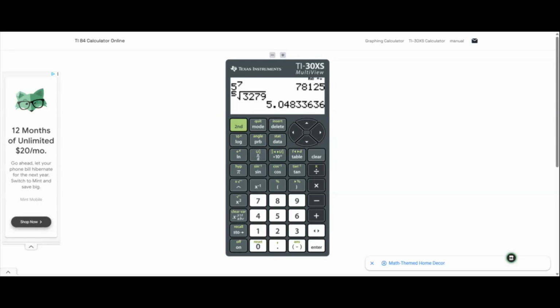Then we went to area, and we looked at basic geometric shapes. We did a square, and we learned that the area formula for a square was s squared, the length of a side squared.